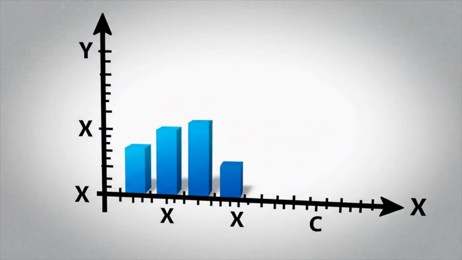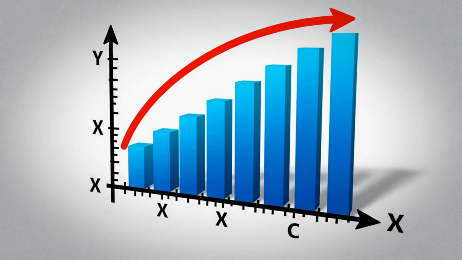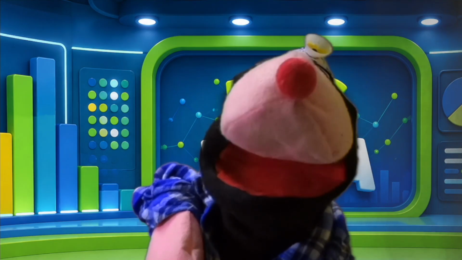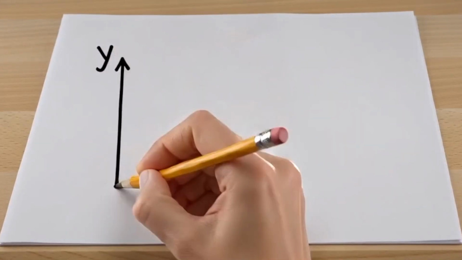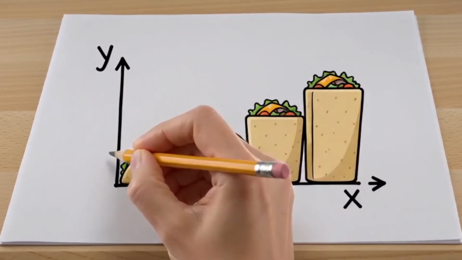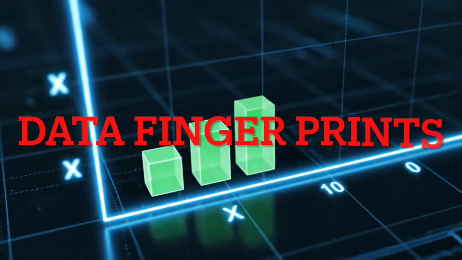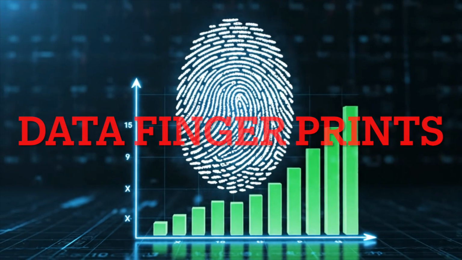When you draw an L and mark the line going down Y, and the line going from right to left X, you get a graph. Graphs let us compare two things, for example, the number of tacos I ate over time. A graph creates a shape, and that shape has a trend line. That trend line has a data fingerprint.